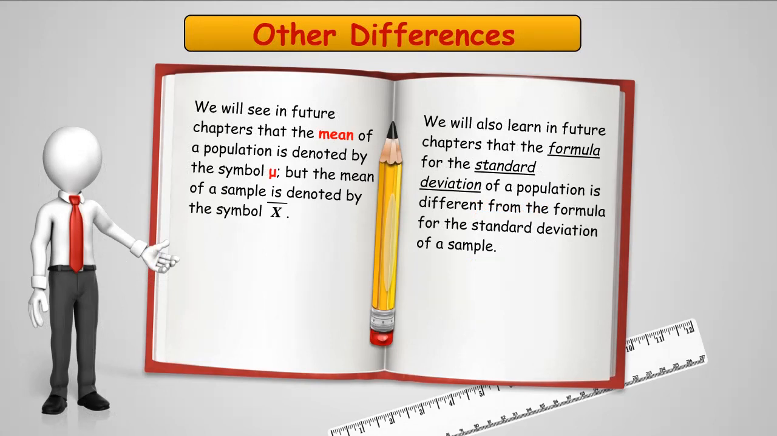Some of these other differences you're going to see will also appear in the annotations to formulas that you'll see throughout the class. For example, when we're dealing with the mean of a population, it's going to be denoted by the mu symbol. But the mean of a sample is going to be denoted by x bar. And it's an important difference when you see that the formulas change slightly based on a sample versus a population. You're also going to learn in future chapters that the formula for standard deviation of a population is slightly different than the formula for the standard deviation of a sample. So knowing whether you're dealing with a population or sample is very important to the actual execution of statistics.